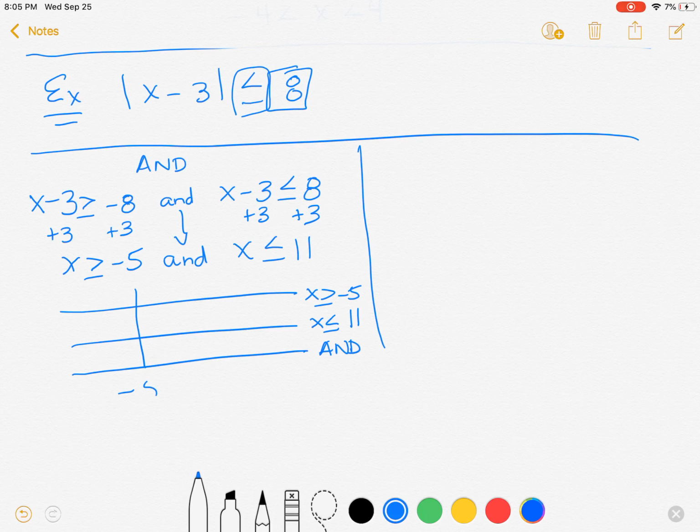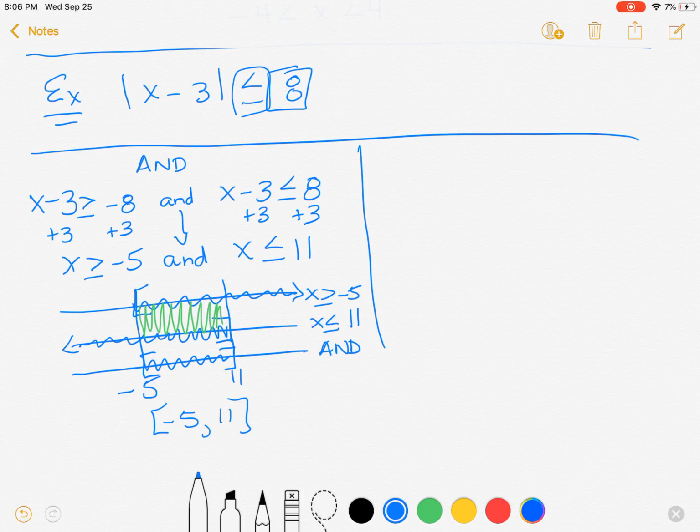All right, so here I've got negative 5 and 11. So x greater than or equal to negative 5 is going to be a bracket to the right. X less than or equal to 11 would be a bracket to the left. The word and says shade what they have in common. So I'm going to shade everything where they overlap. So my answer is between negative 5 and positive 11. So my interval notation would be from negative 5 to positive 11.